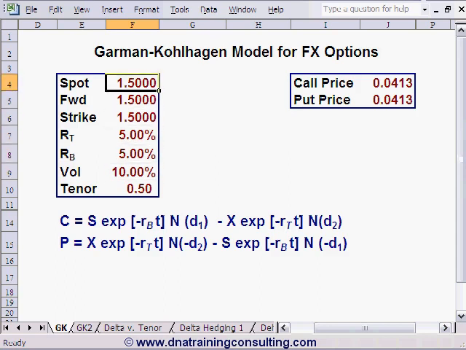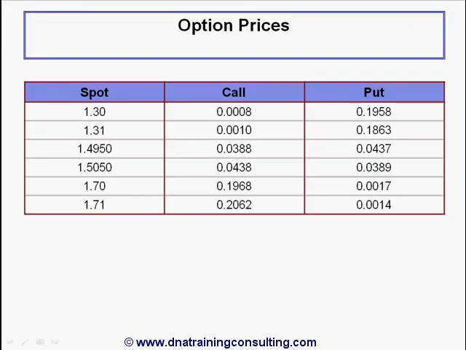So for example, if spot drops to 130, the call seems to be worth 0.0008, while the put is worth 0.1958, and so on. This table lays out results for 6 different levels of the spot for both the call and the put. We make a number of observations about the price patterns of calls that you see in this table.